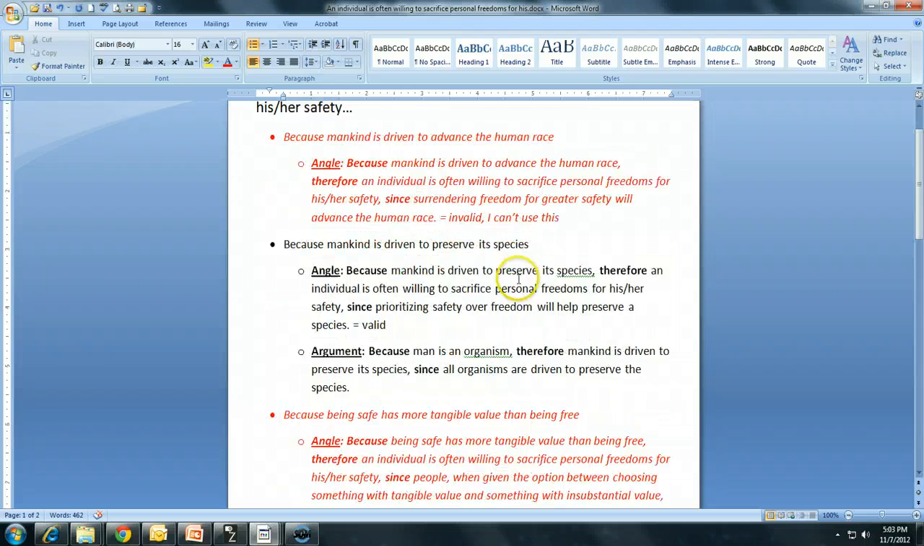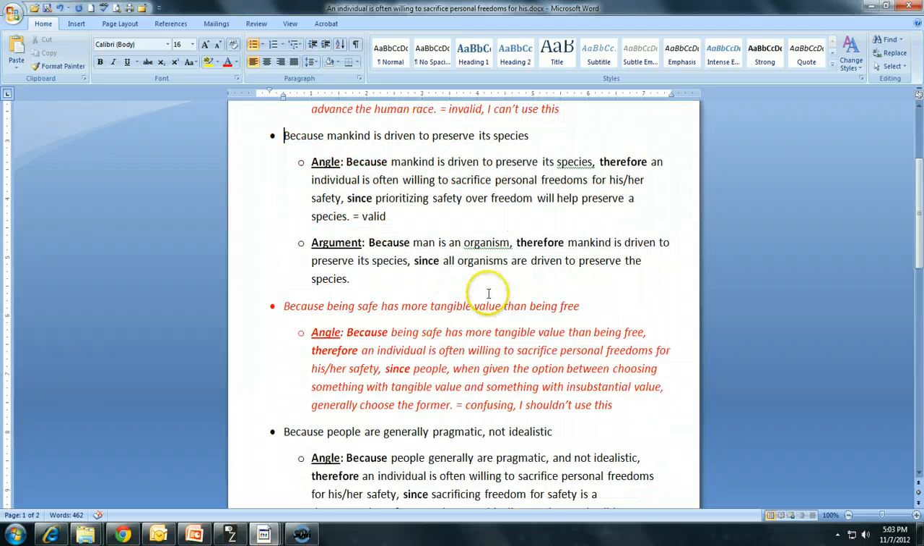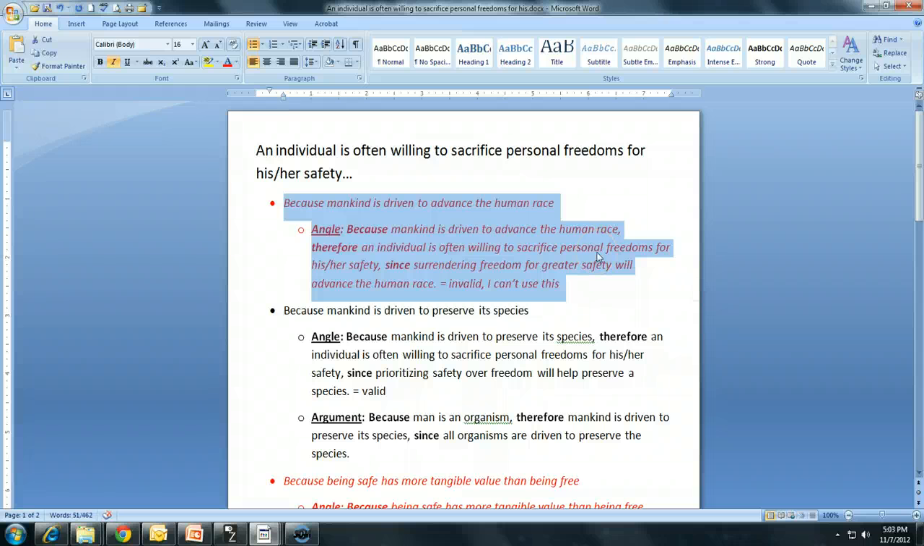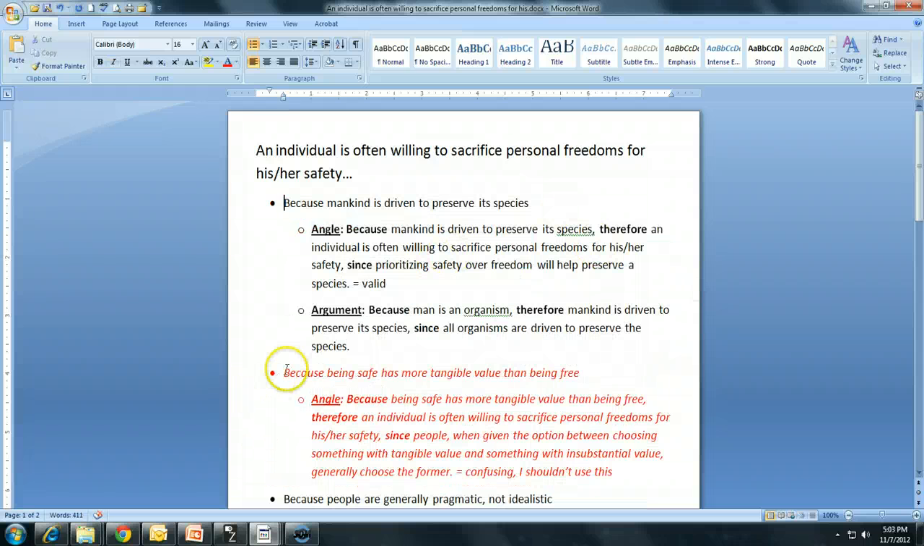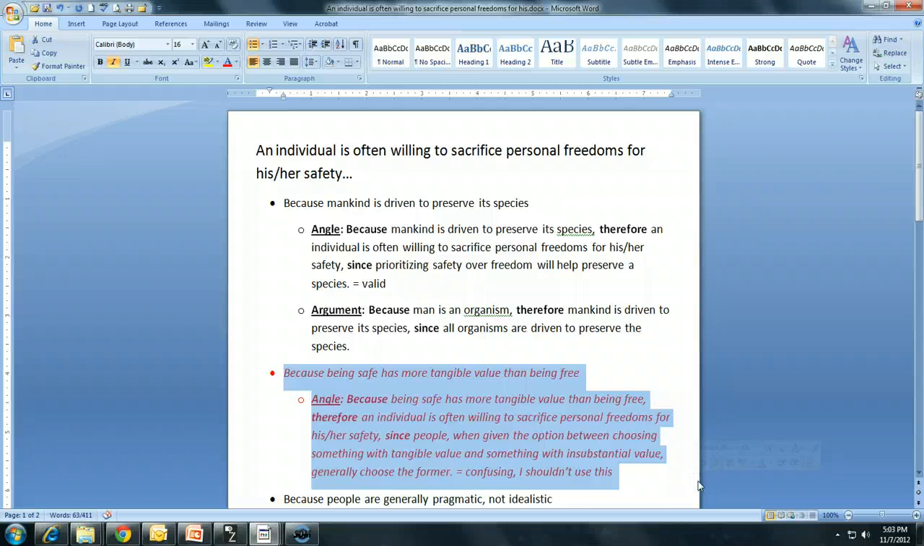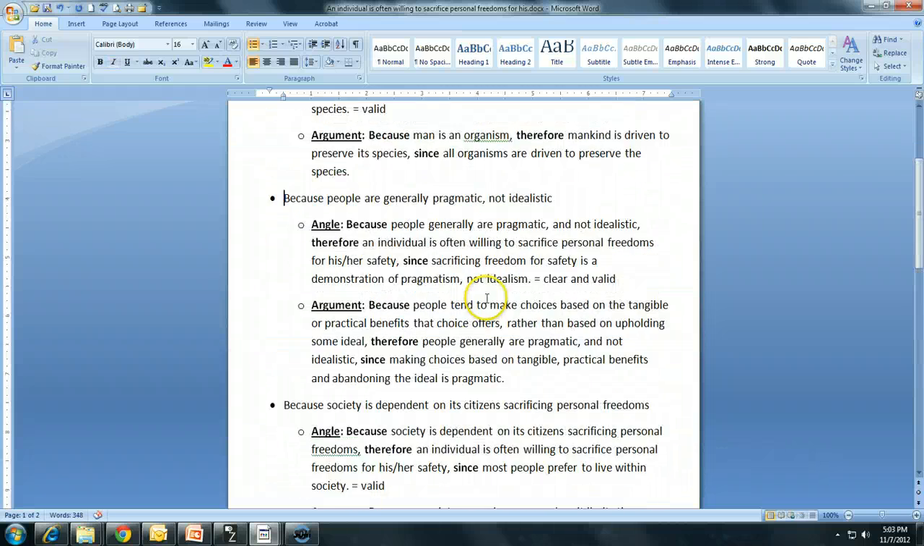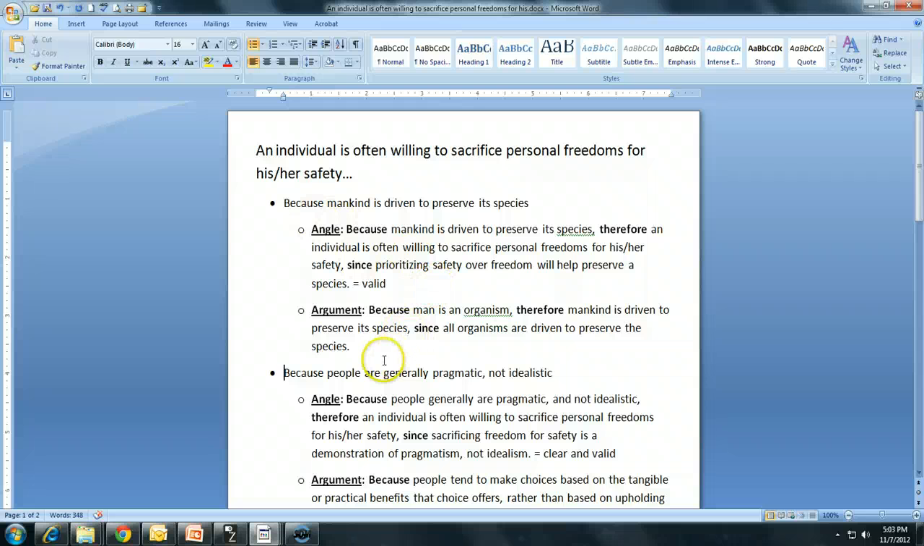I don't have my chart pulled up here, but I do have all of the arguments that I'm going to use, and I'm going to go ahead and just delete those angles that I corrected last time in the previous video. And so this is what we're left with: our four different arguments that we're going to explore and put into an outline.